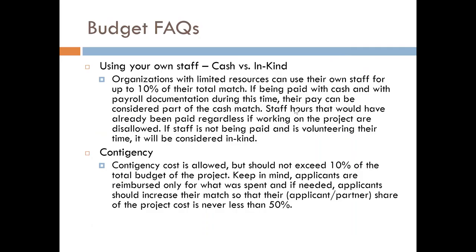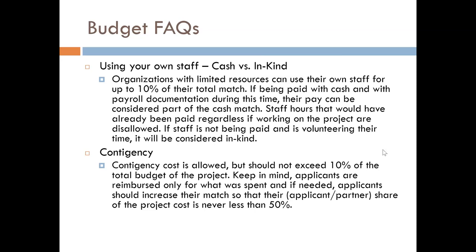A few frequently asked questions about the budget. One is using your own staff. Is it cash or in kind? Well, organizations with limited resources can use their own staff for up to 10% of their total match. This is if they're being paid with cash and you have the proper payroll documentation during this time. Also, staff hours that would have been already paid, regardless if they're working on the project, are disallowed. And finally, if staff is not being paid and is volunteering their time, that is considered in kind.